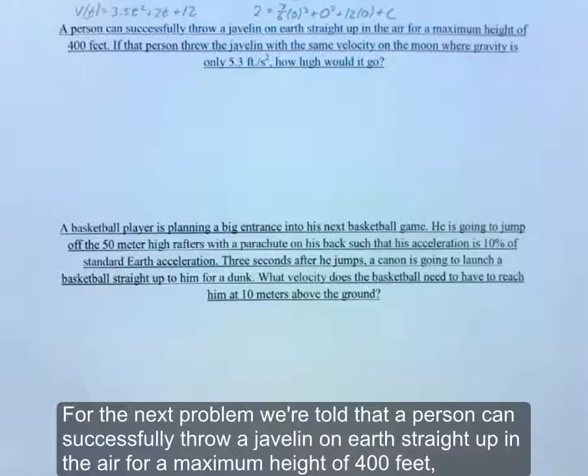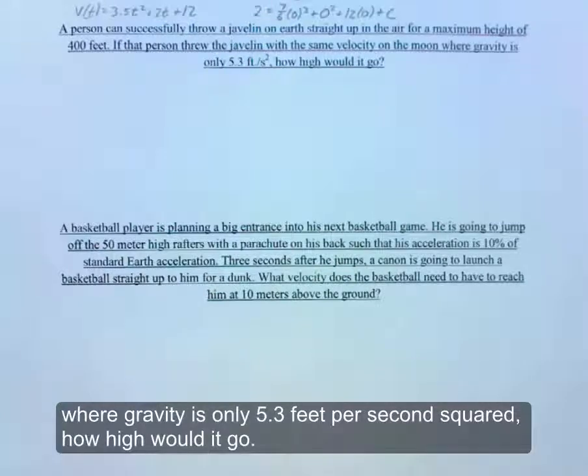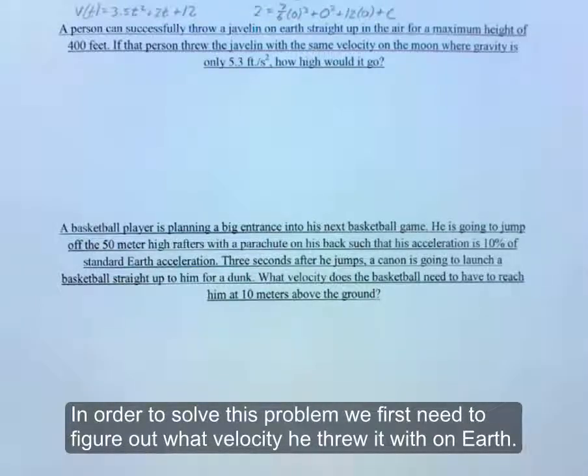For the next problem, we are told that a person can successfully throw a javelin on Earth straight up in the air for a maximum height of 400 feet. And they want us to find out if that person threw the same javelin with the same velocity on the moon, where gravity is only 5.3 feet per second squared, how high would it go? In order to solve this problem, we first need to figure out what velocity he threw it with on Earth.